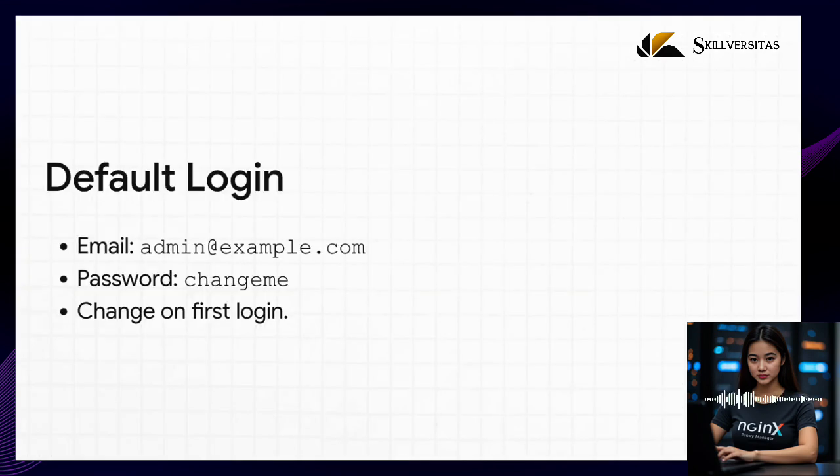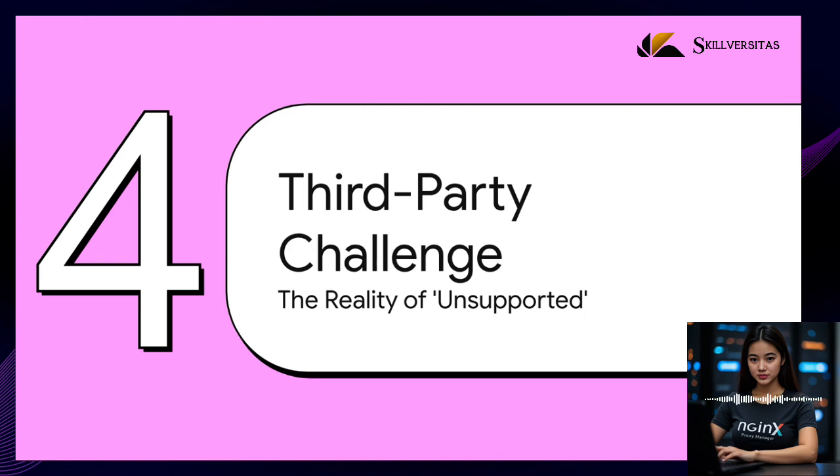So once that command is run and the container is up, just pop open a web browser, go to your server's IP address, but add :8181 to the end. You'll hit a login page. The default email is admin@example.com, and the password is, you guessed it, changeme. The very first thing it's going to make you do is change that. So go ahead and set up your real admin account with a strong password. See, getting it running is the easy part.